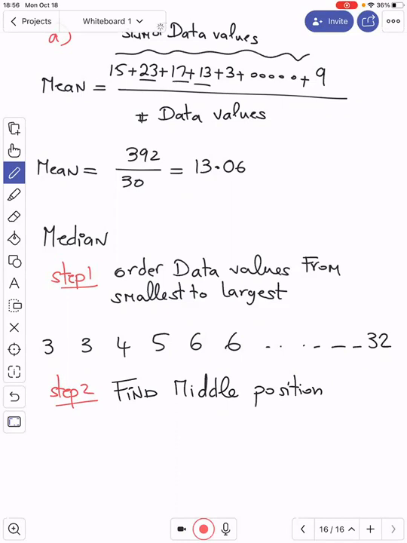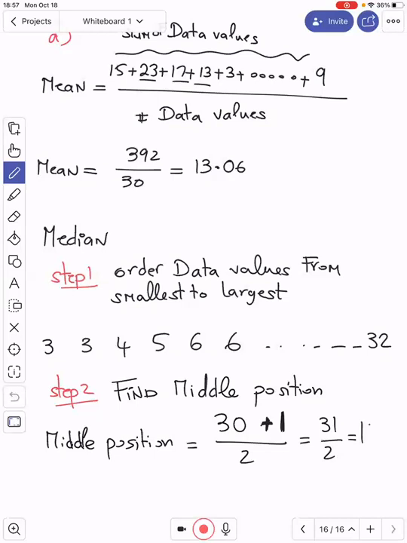So actually we do have a formula for the middle position. In this case, we have 30 numbers, right? The middle position is the number of data values, which is 30, plus 1, over 2. Don't forget to add the 1. The plus 1 here is really important. Okay, it can make a difference. So here, the middle position would be 31 over 2. So that's 15.5.